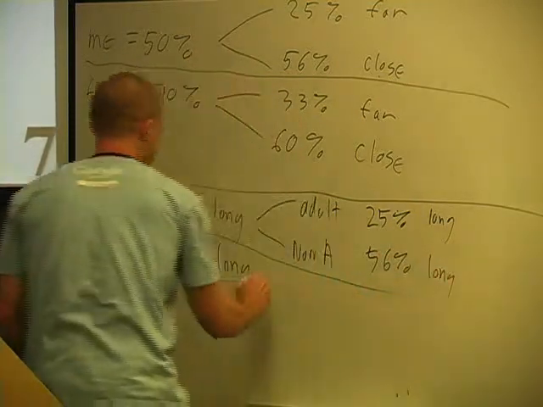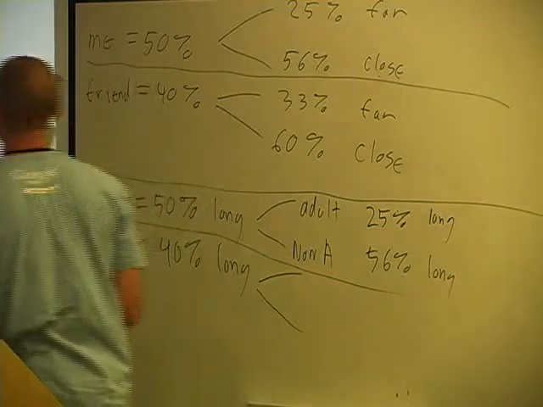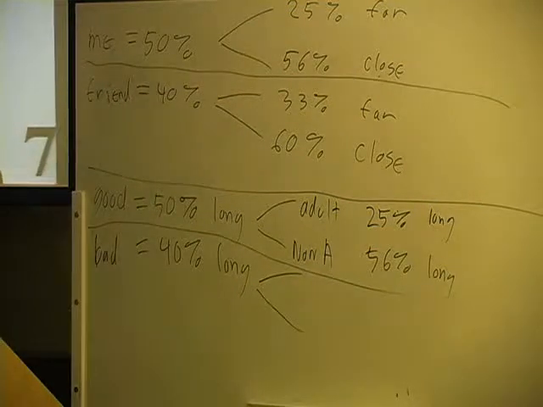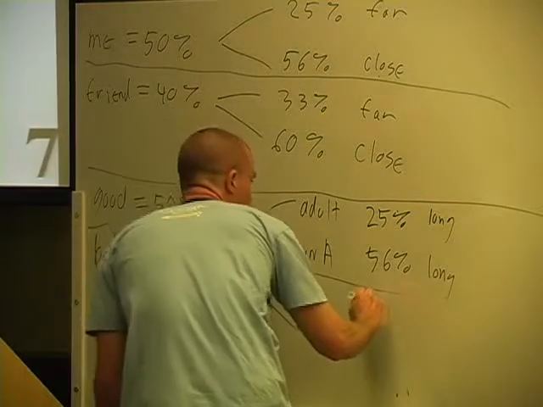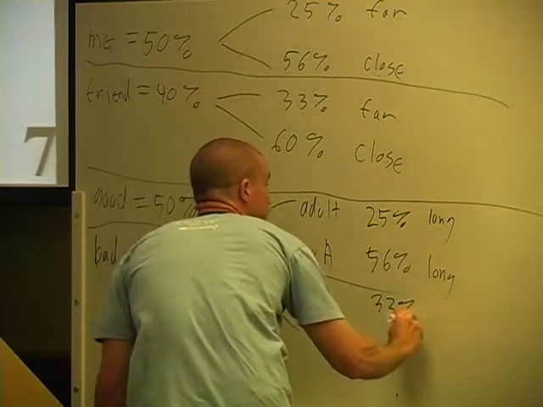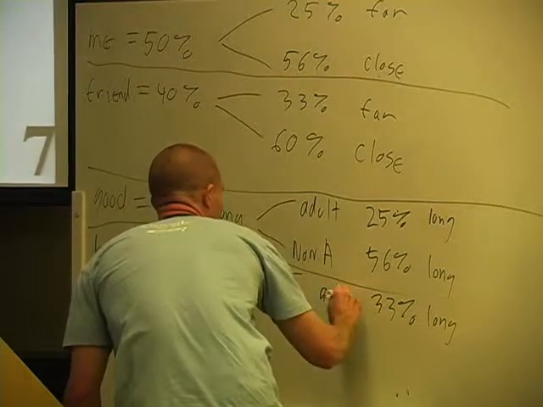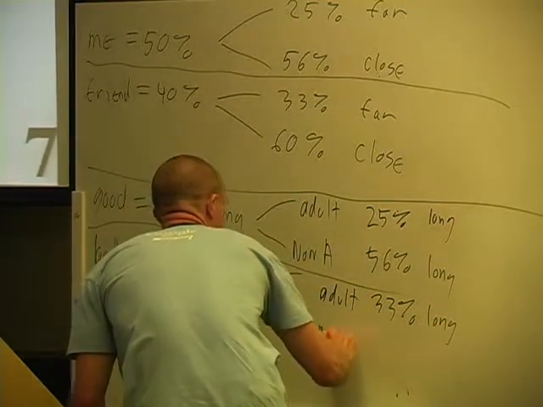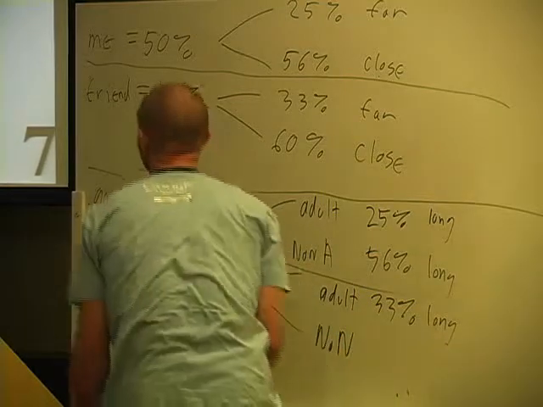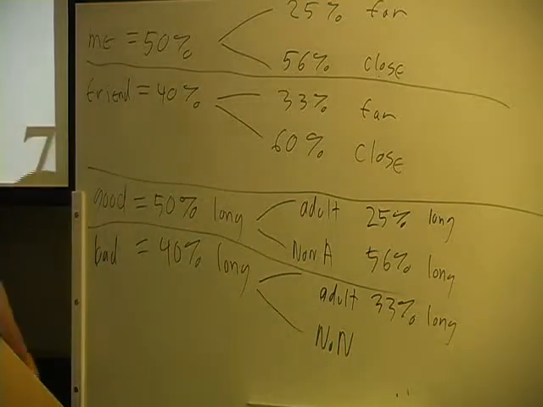Okay, and then let me do the same thing for the bad web pages. So the adult ones here are 5 out of 15, so that's 33% long for the adult. And then the non-adult, of course, these are going to be 3 out of 5 or 60% long.